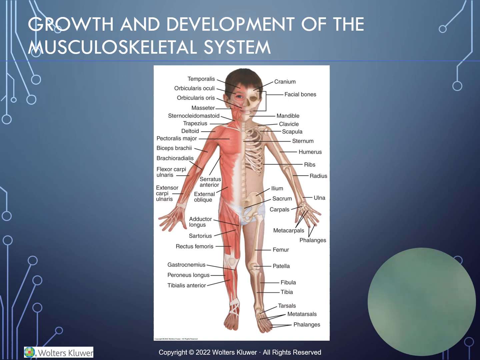There's also 4 distinct curves to the spine that form as the child matures. It provides support, strength, and balance. And their muscles become stronger. They develop more muscle tone, strength, and coordination.